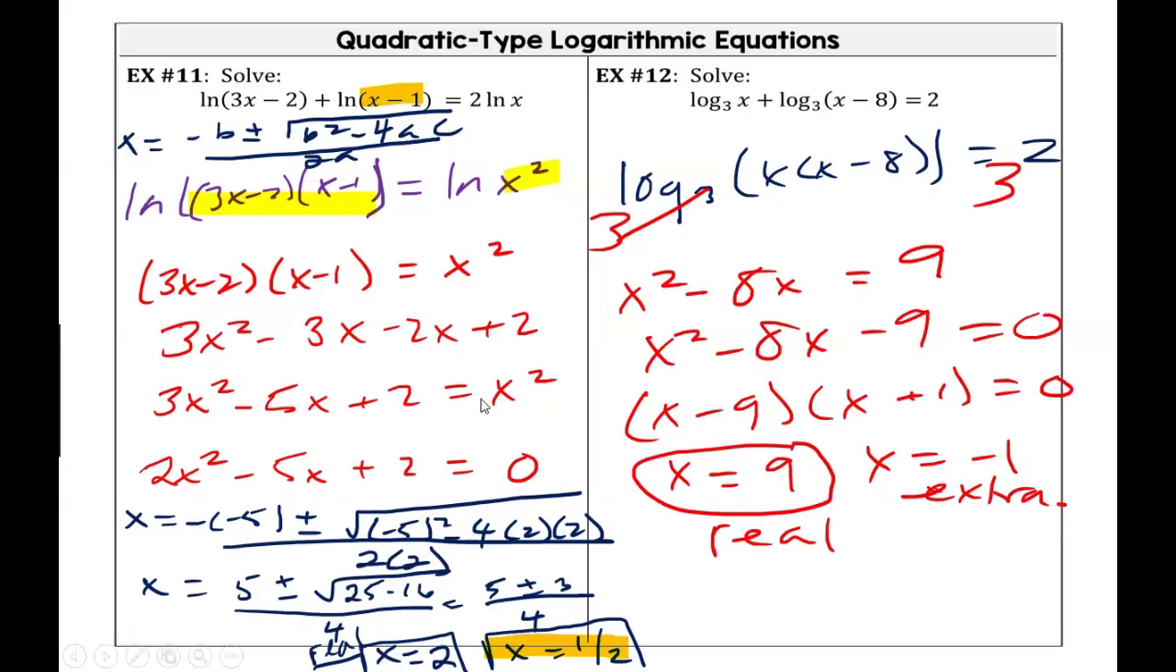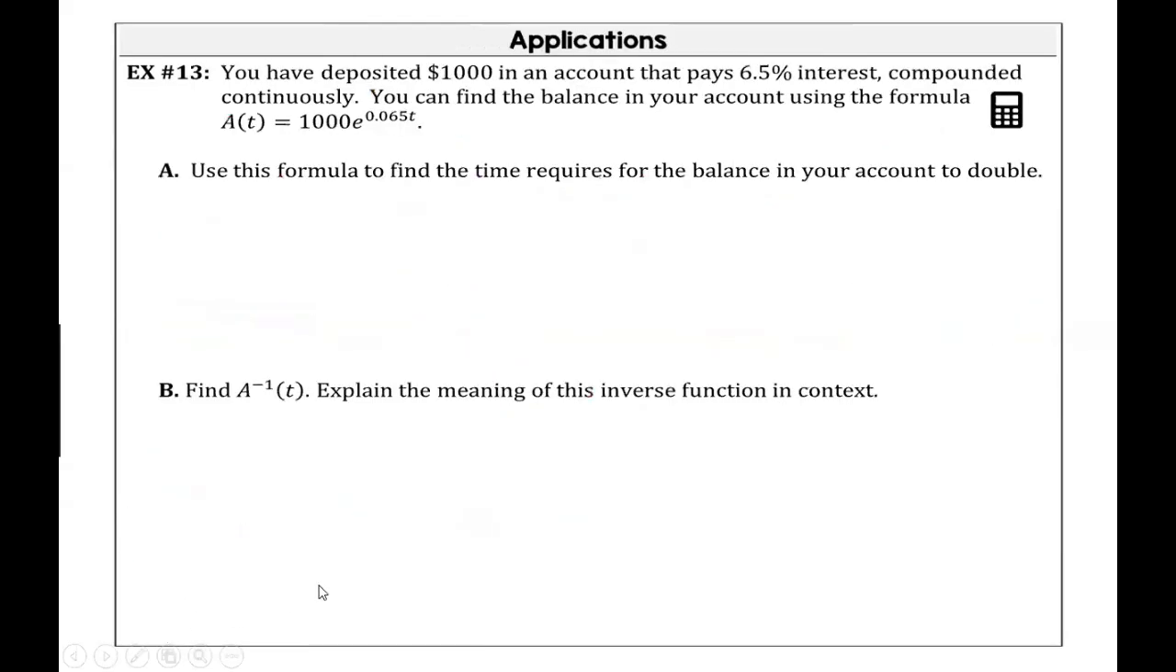Okay. The last part of this note is a word problem. Because you know, FRQs, where does it come into play? So this essentially is a calculator problem. And it says you have deposited $1,000 in an account that pays 6.5% interest, compounded continuously. Going back to Algebra 2. Okay, you can find the balance in your account using the formula A of t equals 1,000 e to the 0.065 times t. Use this formula to find the time required for the balance of your account to double.